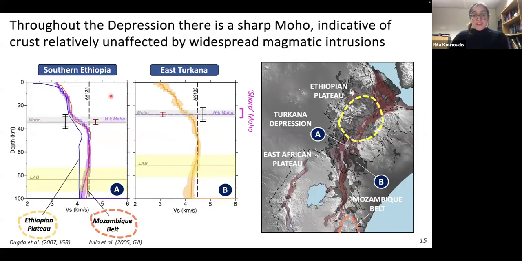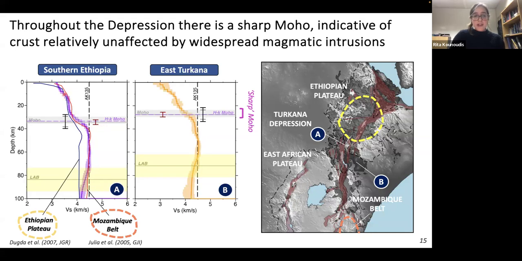So this is the picture in the Turkana Depression. To focus you on the moho at shallow depths, what we see is that the wave speeds are actually quite sharp, much sharper than what you would find in the Ethiopian Plateau. That's this line here. And it's pretty much the case everywhere below the Turkana Depression. That's suggesting we generally lack lots of lower crustal intrusions and active melt.